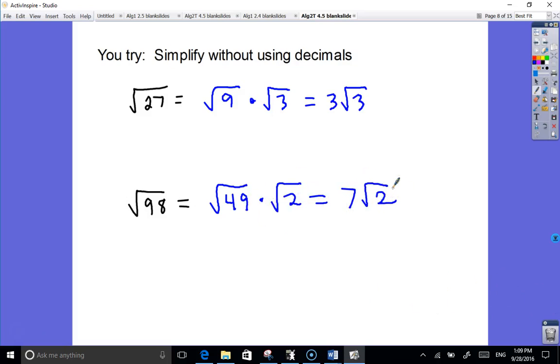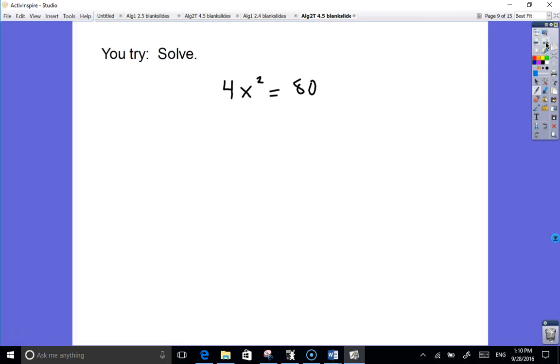So, I mean, this is the start of it, not just now. But when we get into the next lesson and the next lesson, we will be doing square roots quite a bit. When we do the quadratic formula, you use square roots. So you don't turn them into decimals. You have to simplify them as much as possible without turning them into decimals. Okay. So try to do that one.